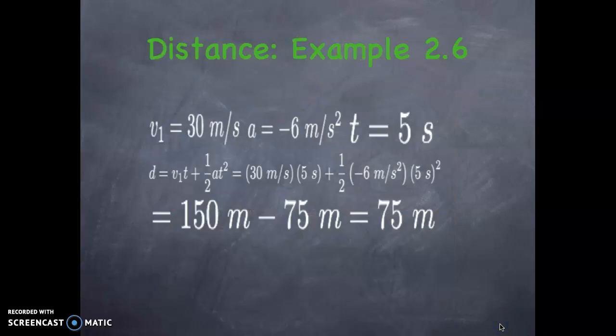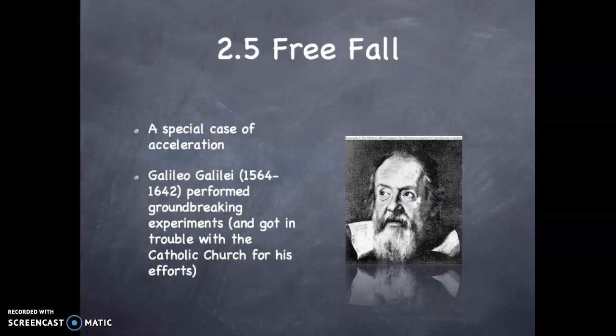Okay, so once again then, if you know these quantities already, v sub 1 equals 30 meters per second, if the acceleration is a negative 6 meters per second squared and t is 5 seconds, the total distance traveled is 75 meters by that mathematical equation. Falling, just say a word about falling.